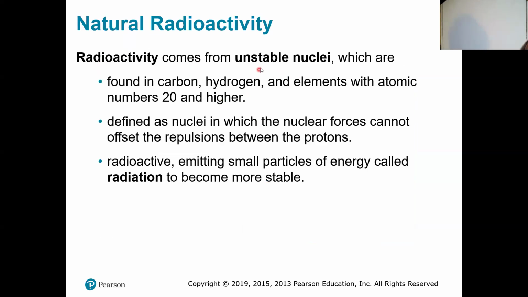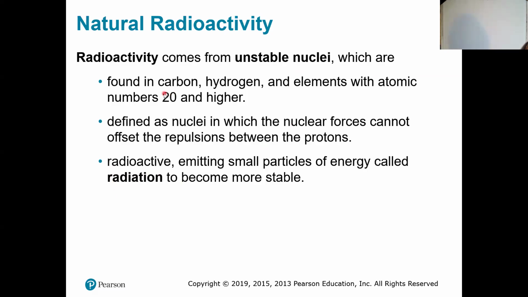Radioactivity comes from unstable nuclei. All right. So when you have a nucleus of an atom that is not stable, it's going to try to become more stable. So when you have an unstable nuclei, changes are going to occur within it that are going to cause it to change into something else. And as that change happens, particles will be emitted, and those particles that are emitted, that's the radiation that we're going to be seeing.